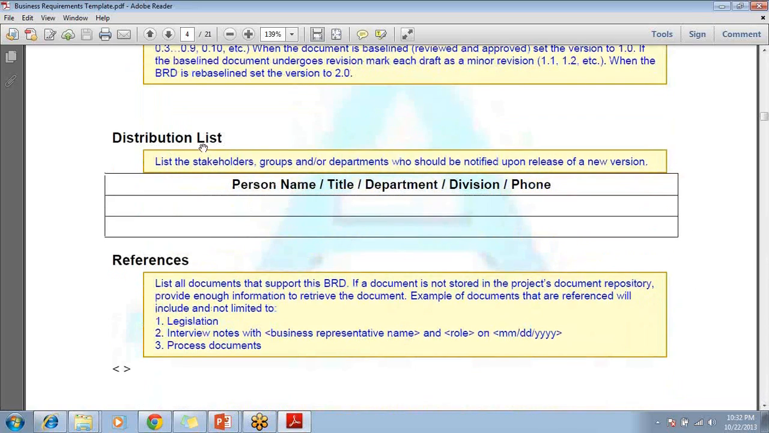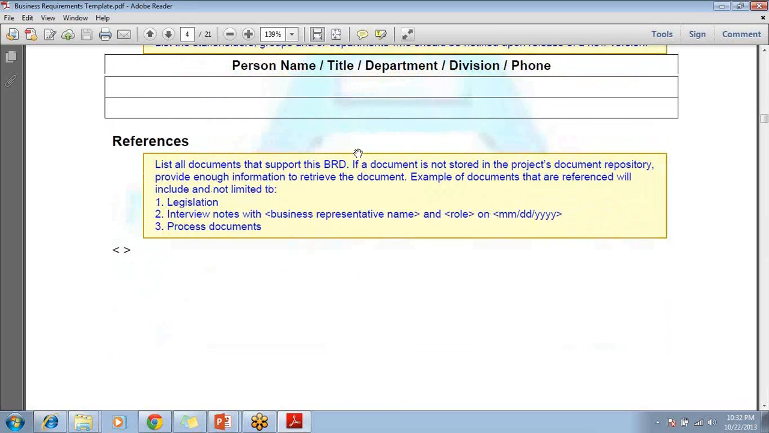Very important: distribution list. You are identifying who are the folks who need to receive this document, whether it is a draft business requirement document or a finalized document. You must have the list. The list should be inclusive of name, the designation of the person, and which department. The phone and other things are optional.